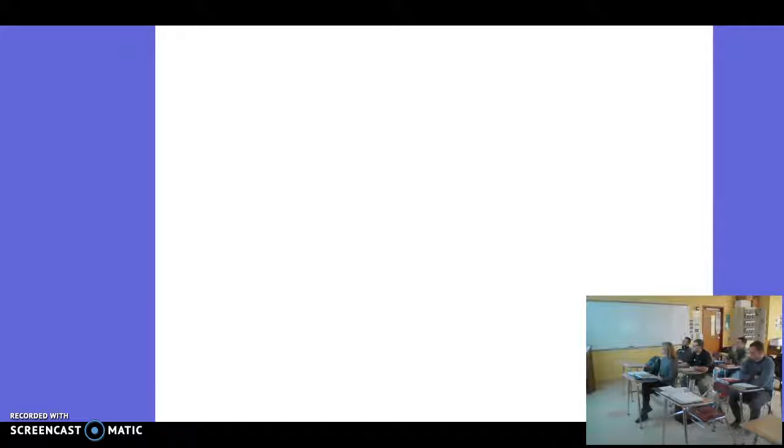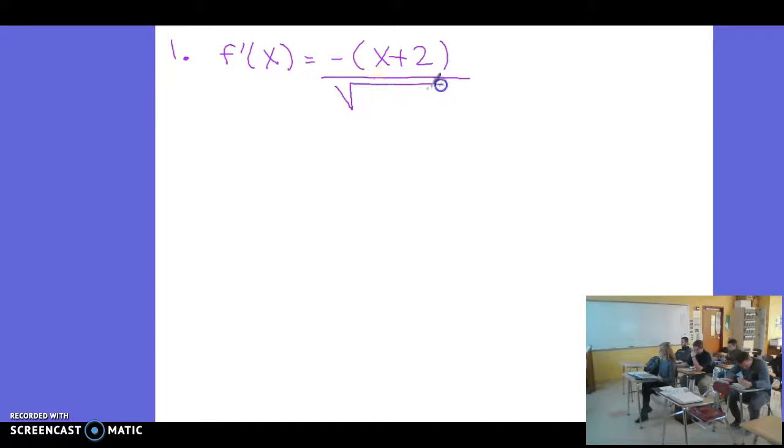The first thing I did was find my derivative. By finding my derivative and simplifying it, it was f prime of x equals negative x plus 2 all over the square root of 4 minus x plus 2 squared. Oh wait, the 2's canceled, except I had x minus 2, not x plus 2. Okay, well if you just distribute that, you get negative x minus 2. Oh yeah, I just messed up that one.